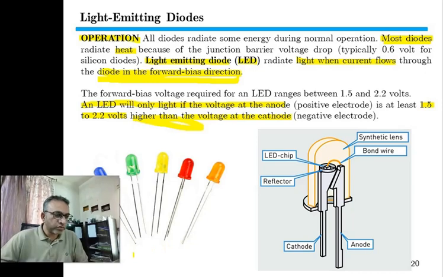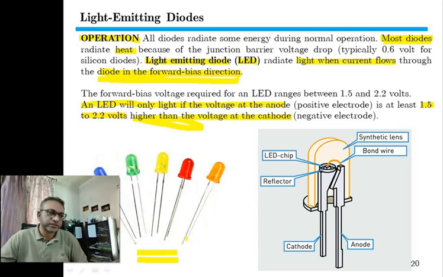Right. So in the first diagram over here, we see normal LEDs that are available. They come in various colors, plus they come in various shapes and sizes. Each LED will have two terminals. One will be the anode, one will be the cathode. Each LED will have a casing.